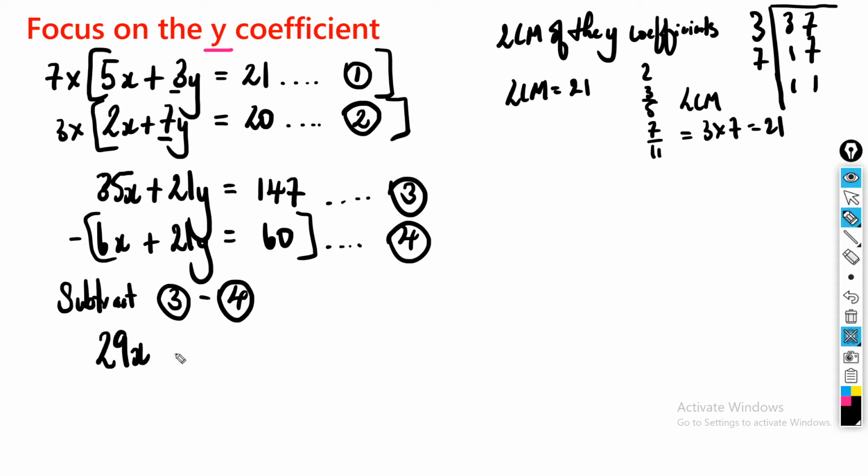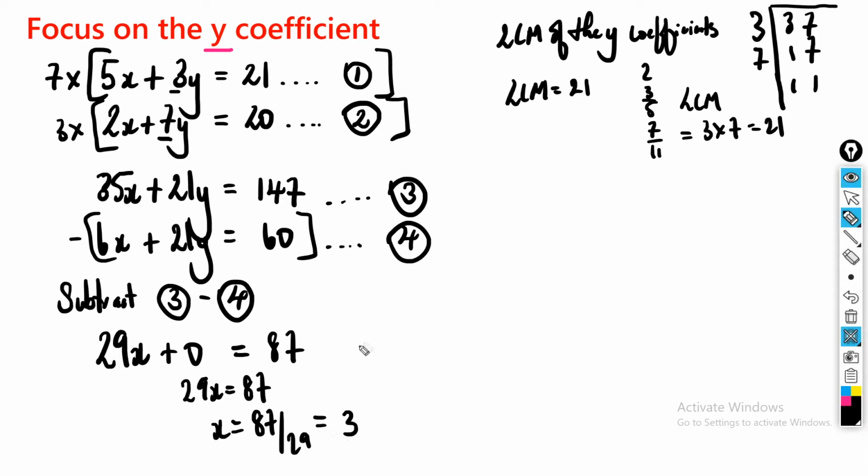This 21 minus 21 would give us plus 0, is equal to 60 minus 147, which would give us 87. And then we have 29x is equal to 87. If we divide 87 by 29, the answer is 3. So x is equal to 3, right?